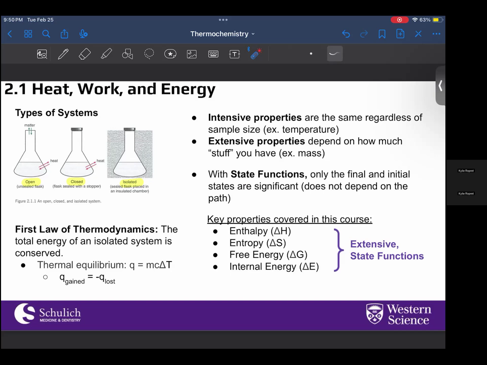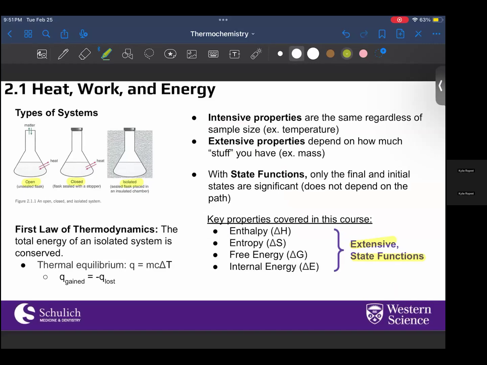So now that you've gone through the entire thermochemistry unit in class, you might be confused about how this content up here relates to the rest of the stuff that you've learned. And so you'll see in the rest of the video that the properties of enthalpy, entropy, free energy, and internal energy are introduced. And so it's important to understand that all of these properties that were introduced to you in this course are extensive properties and they are state functions. And make sure you know this because this is a great thing that can come up in multiple choice questions.